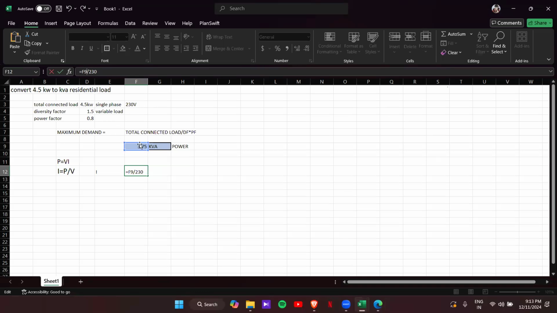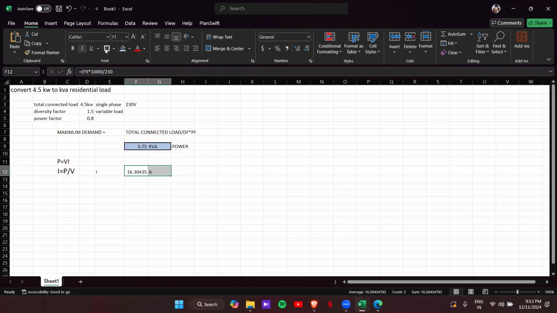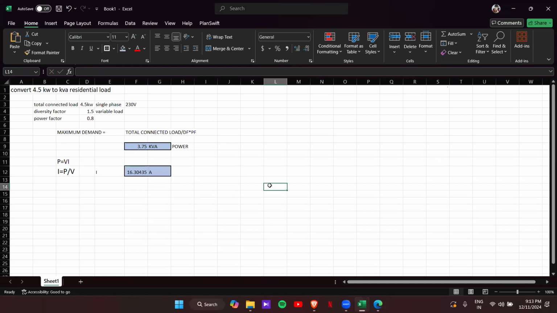So 3.75 into 1000, open a bracket, then divided by 230, that is 16.3 ampere. So this is the ampere rating. 3.75 is the kVA rating, and 16.3 is the ampere rating. So this is how you find the power and the current rating for a system. A very important equation we have to use throughout the session.